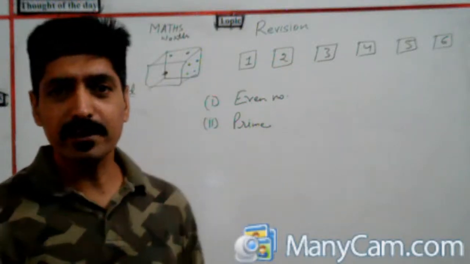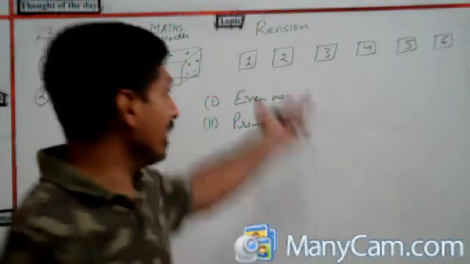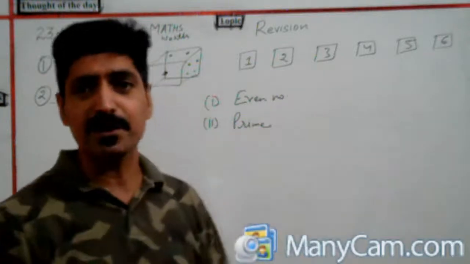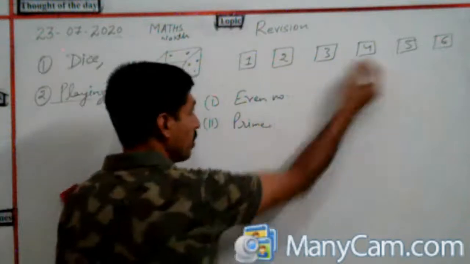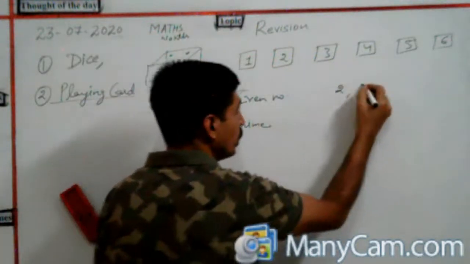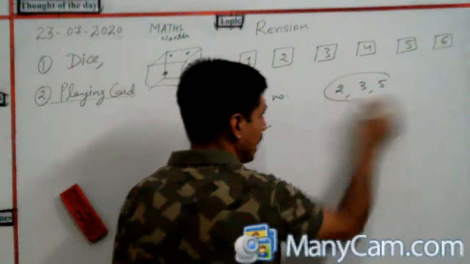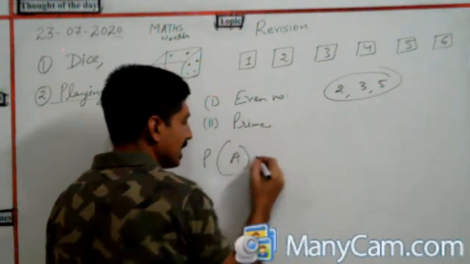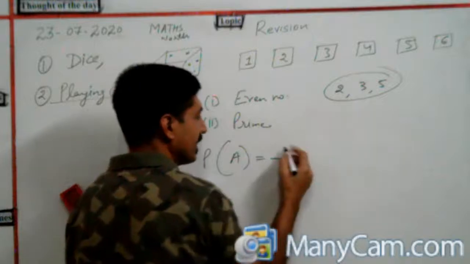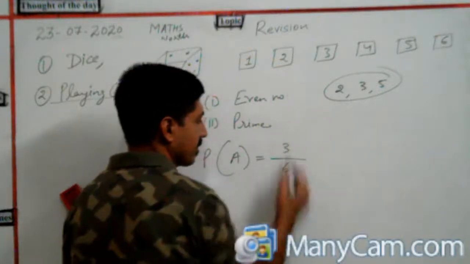Like for even, for prime, if you don't know how many numbers are prime, then the answer will be wrong. So here the prime numbers from the first 6 are 2, 3 and 5. So the probability of the prime numbers is 3/6, that is half.